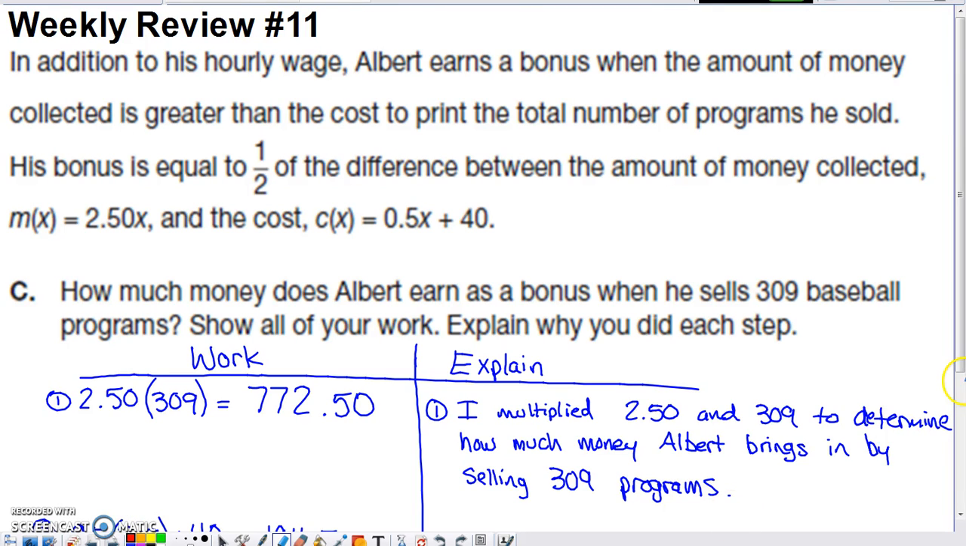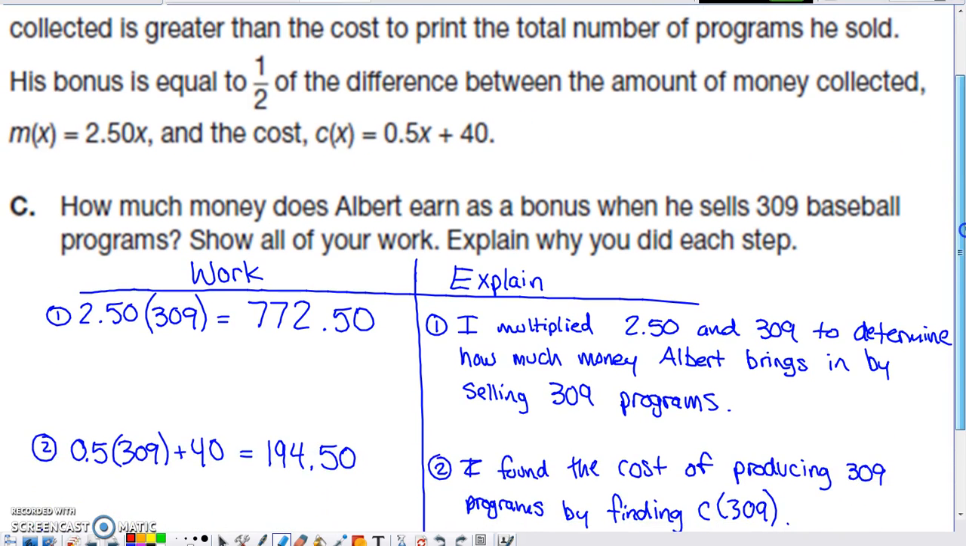The last question here is the trickiest one in this particular problem, and it's talking about on top of the money he's paid every hour, he's going to earn a bonus when the amount of money collected is greater than the cost to print the total number of programs that he sells. So whenever he brings in more money than it costs to print those programs, he's going to get a little bit of a bonus. It goes on to say the bonus is equal to half of the difference between the amount of money collected, given by m of x, and the cost given by that function from part B, c of x.